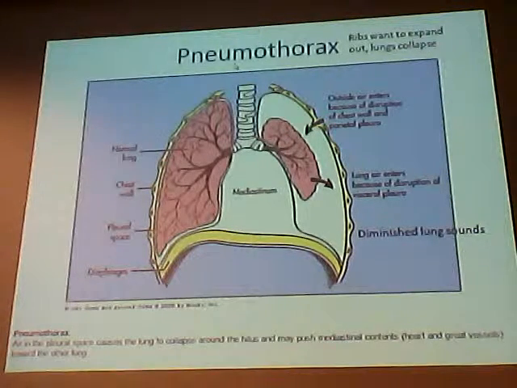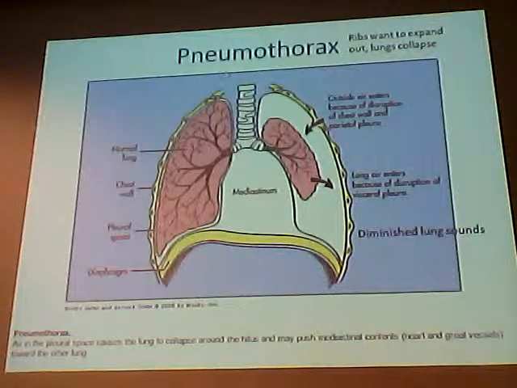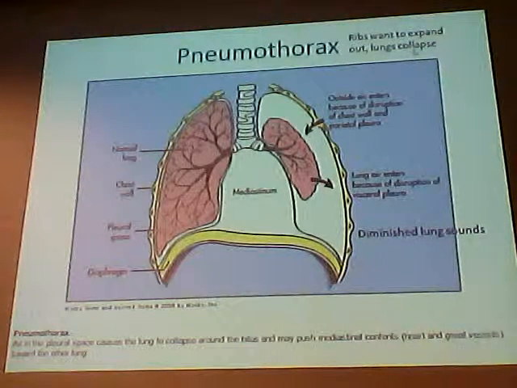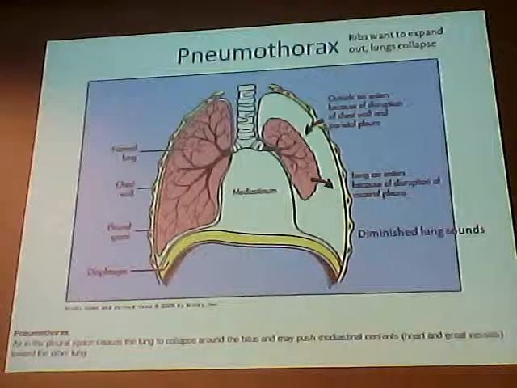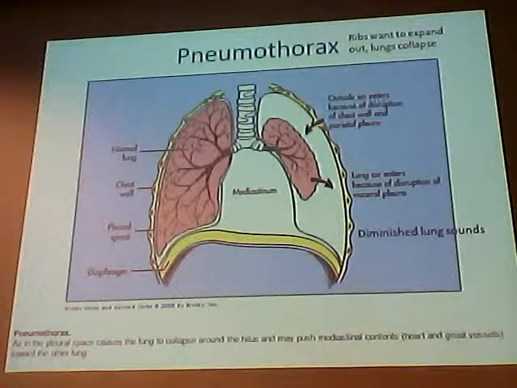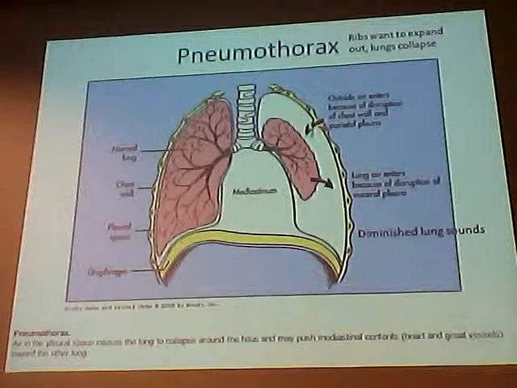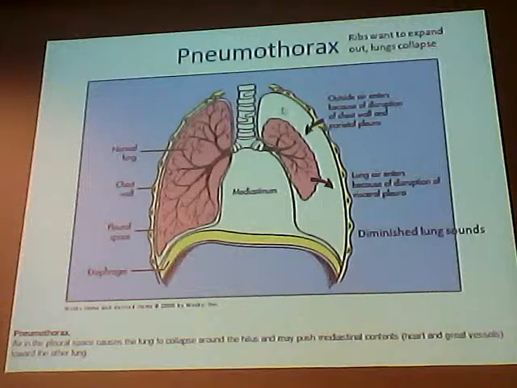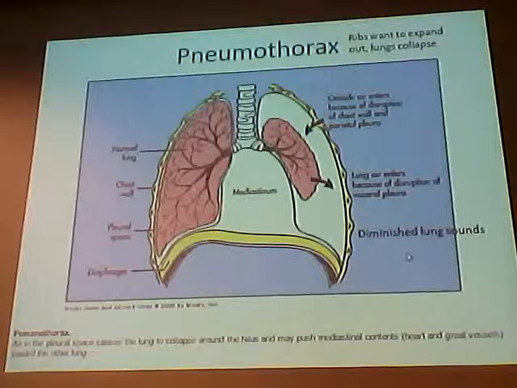So this is going back to what a pneumothorax looks like. With a pneumothorax, your ribs want to expand outward, but your lungs are collapsing inward. So outside air enters because of the disruption. Lung air enters this disrupted area. And so you hear diminished lung sounds that you'll notice in your clinical cases.